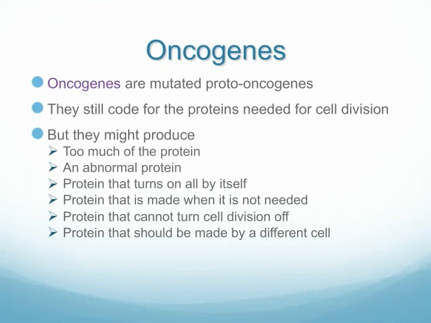So oncogenes are used in the process of having a normal cell division occur, but they may cause that cell to produce some abnormalities. For example, too much protein, or maybe an abnormal protein is produced, a protein that turns on and off all by itself, or a protein that is made when it's not needed, or that cannot turn the cell division off, or that should be made by a different cell. So there's a lot of things that this oncogene can cause that normal cell to do that would be abnormal.